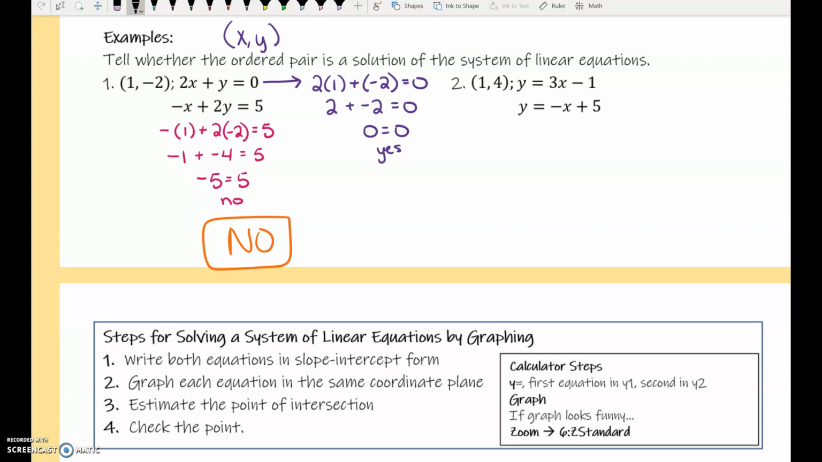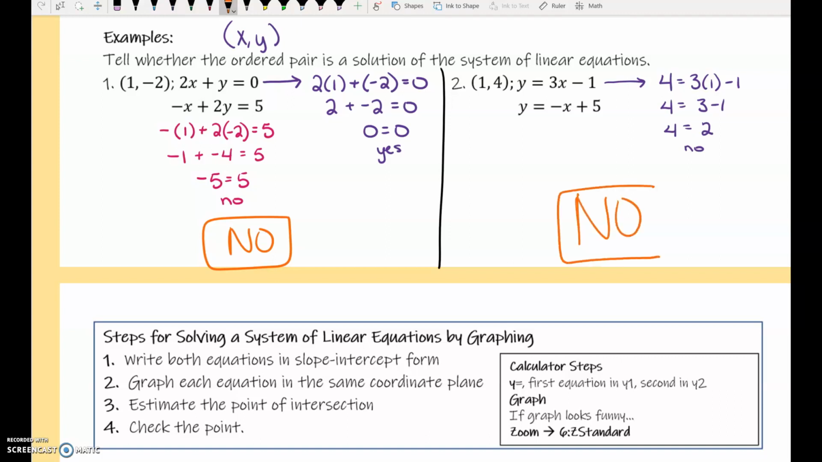So on your own, I would like you to try example 2. I put 4 in place of the y, I put 1 in place of the x. I ended up with 4 equals 2, which is not a true statement. Do I even need to take the time to plug it into the other equation? No, it doesn't work for one of them. That means it is not a solution. Don't do more work than you need to do. Once you get a no on one of the equations, you're done. Move on.